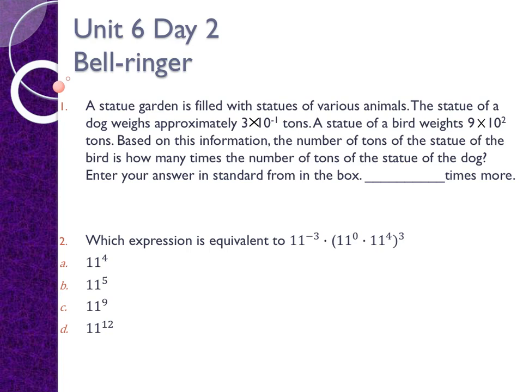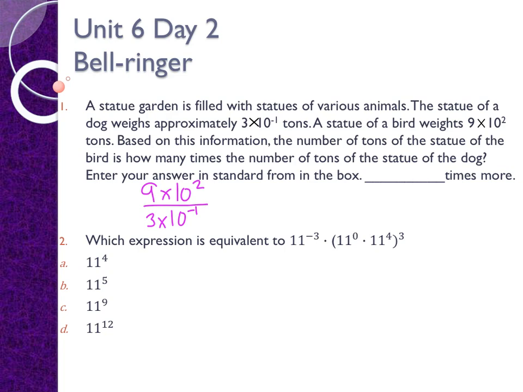Based on this information, the number of tons of the statue of the bird is how many times the number of tons of the statue of the dog? Enter your answer in standard form in the box. How many times more? So this is a division problem. So we have 9 times 10 to the second divided by 3 times 10 to the negative 1.